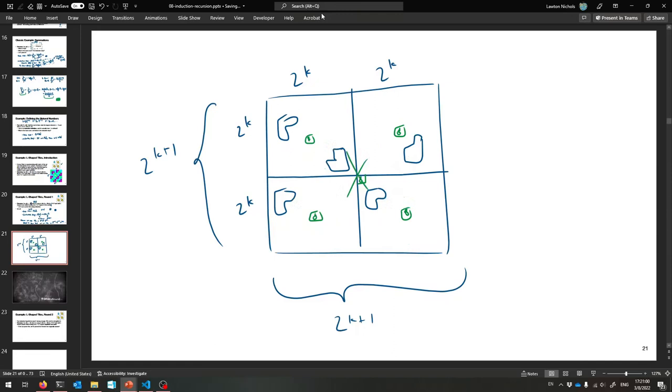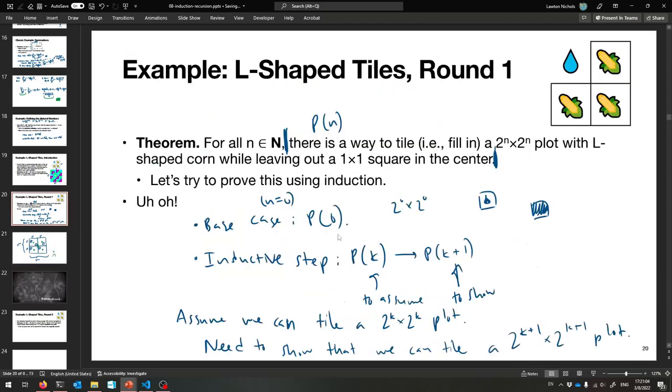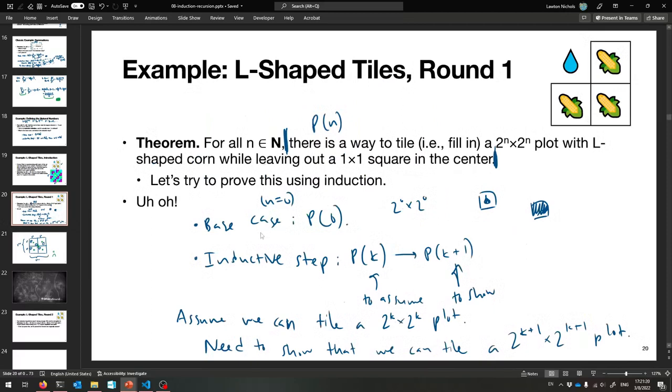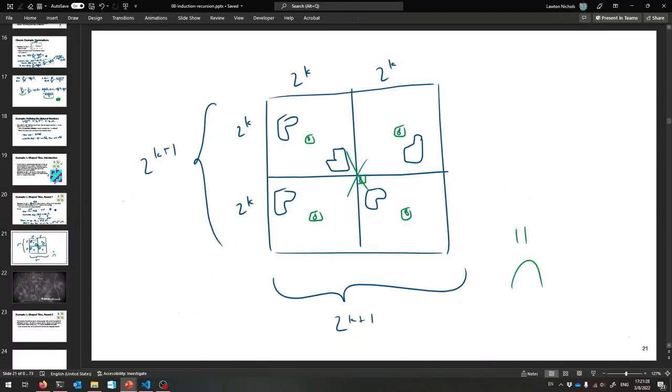So this is really sad. That kind of ruins our proof. We cannot right now, with this knowledge, with this inductive hypothesis, assuming that, prove that we can build a bigger plot and actually fill it in properly and water it with a sprinkler in the middle. So that just means something is wrong with our proof. Something is wrong with our inductive hypothesis. It's not giving us enough to prove P of K plus 1. Sad day. Sometimes that happens.